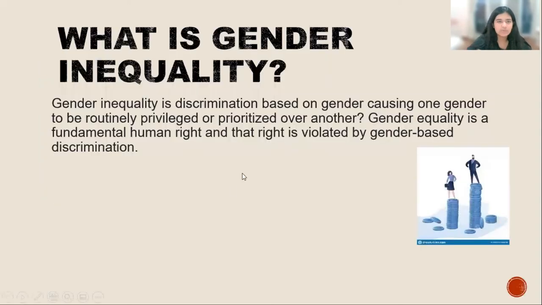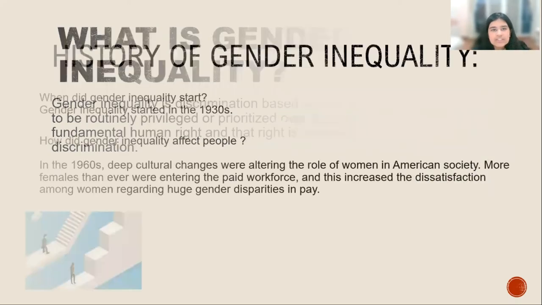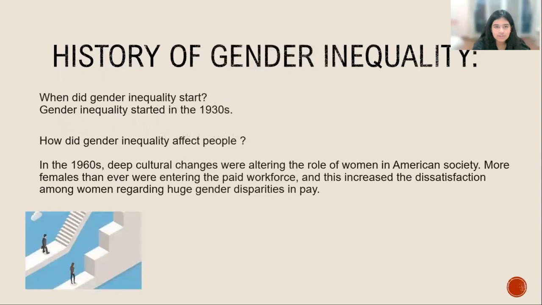First, what is gender inequality? Gender inequality is discrimination against one gender by another, where one gender gets more rights than the other. Let's get into the history of gender inequality. Gender inequality started around the 1930s and it affected a lot of people.